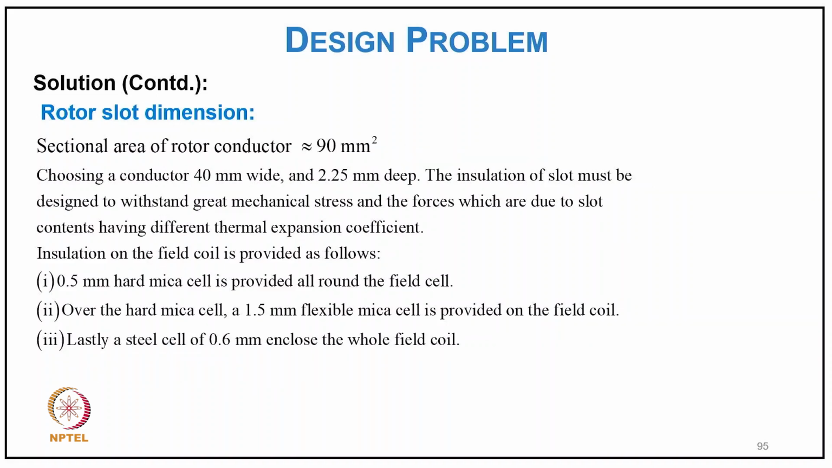Now rotor slot dimensions. The sectional area of the rotor conductor is 90 millimeter square. So choosing a conductor 40 millimeter wide and 2.25 millimeter deep, the insulation of the slot must be designed to withstand great mechanical stress and forces, which are due to slot contents having a different thermal expansion coefficient. So insulation on the field coil is provided as follows. First, a 0.5 millimeter hard mica shell is provided all around the field coil. Second, over the hard mica shell, a 1.5 millimeter flexible mica shell is provided on the field coil. Third, lastly, a steel shell of 0.6 millimeter encloses the whole field coil.